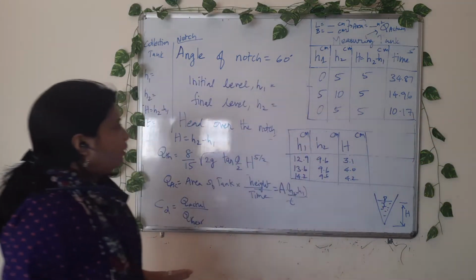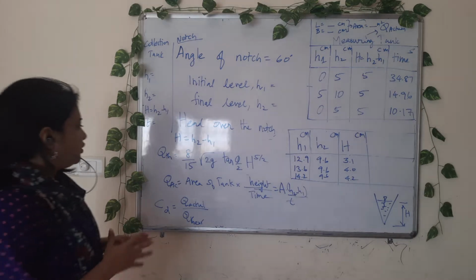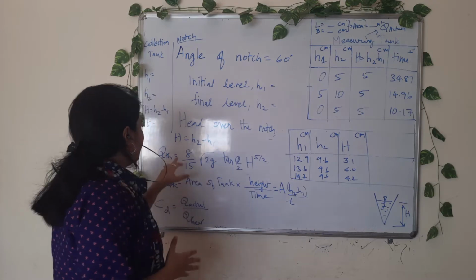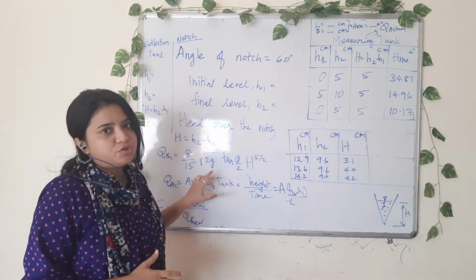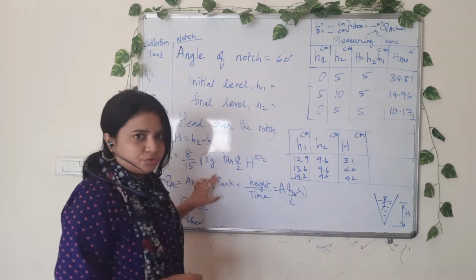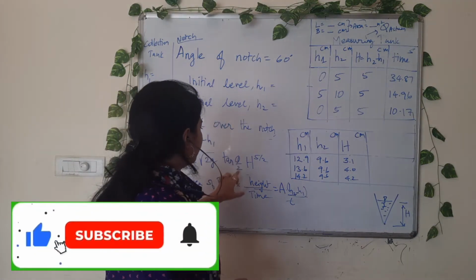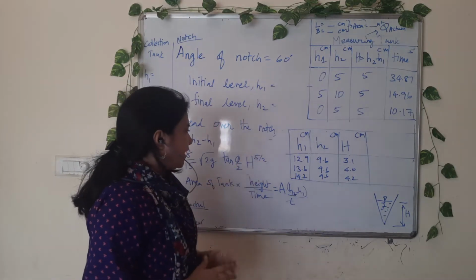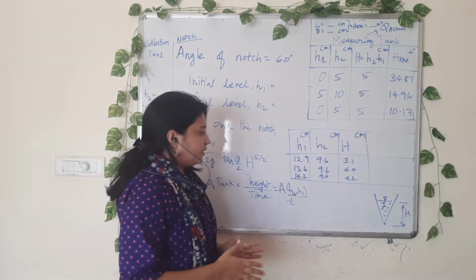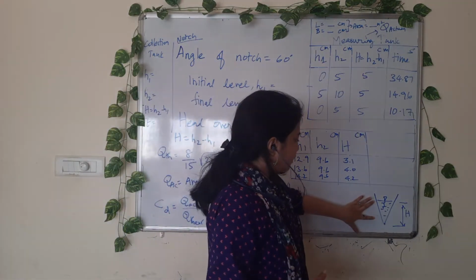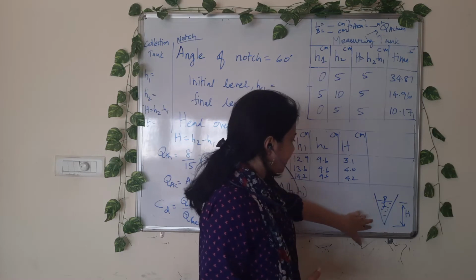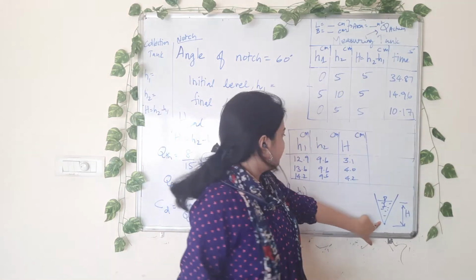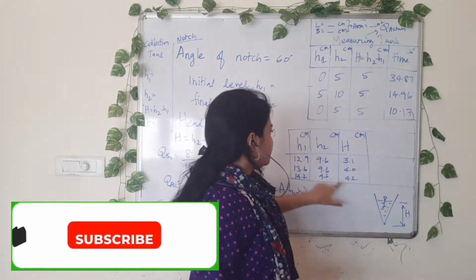Now to find out the theoretical discharge, it is given by 8 by 15 root over 2g, where g is the acceleration due to gravity, which is constant, and then tan theta by 2. Theta is the angle, and here capital H to the power of 5 by 2. In the case of a triangular notch, this level will be varying. There will be one point which is the initial level, given by H2 here, and that is kept constant.